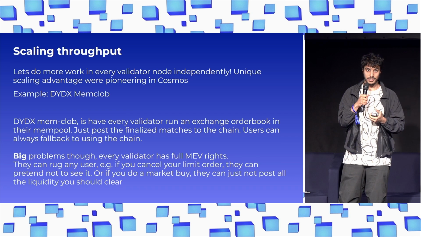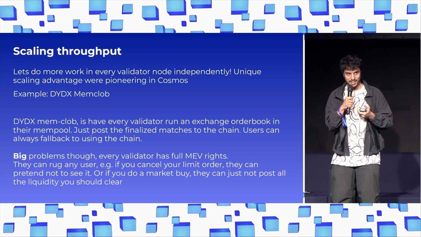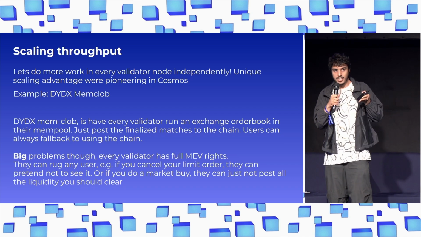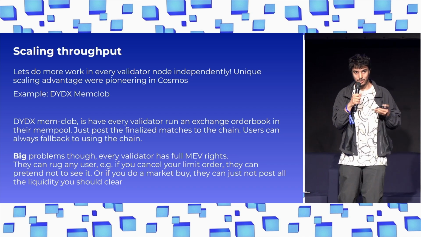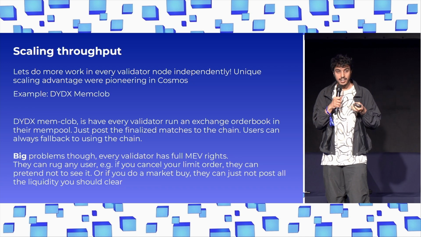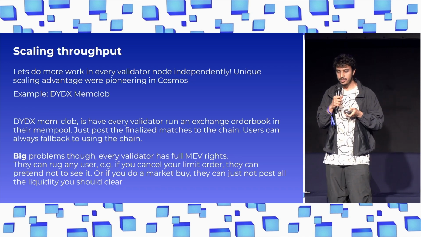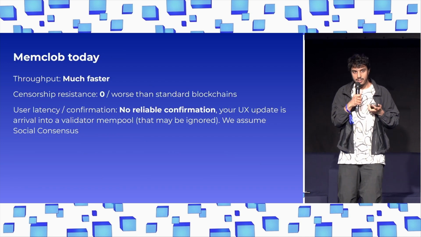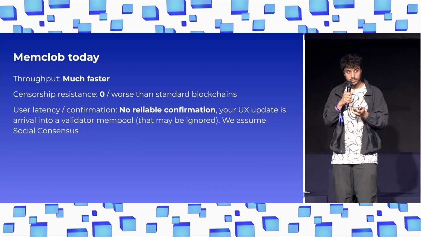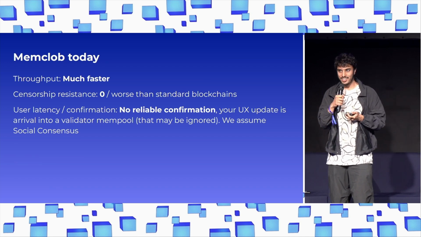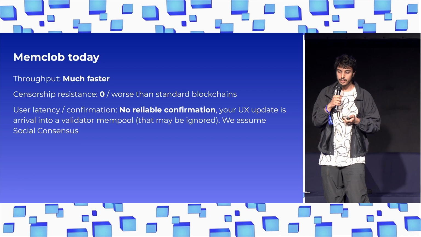You cancel a limit order because you think it's bad. They can just pretend to not see the cancel and still get it filled. Or if you want to do a market buy, they can pretend there's no limit orders there and give you a terrible execution price. So right now, this gives you very little guarantees. It says you get much better throughput, but your censorship resistance is actually worse than normal chains because nothing's getting posted to everybody.